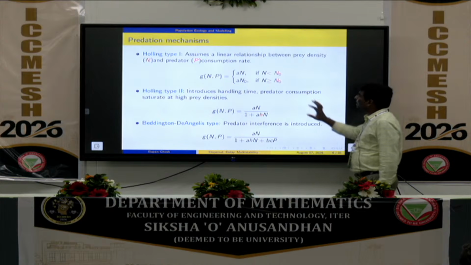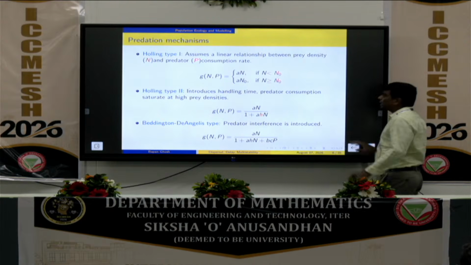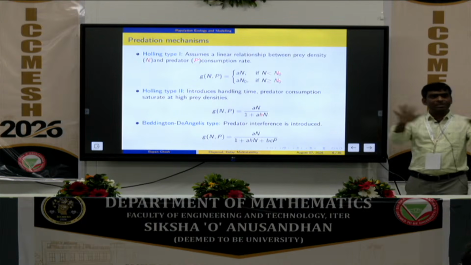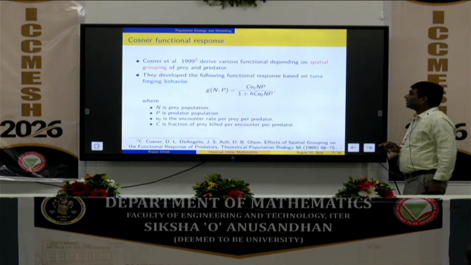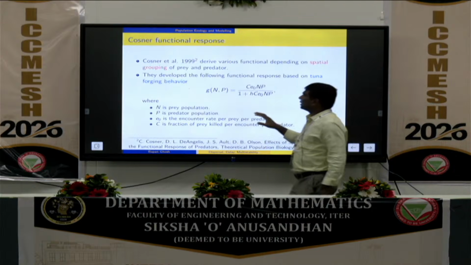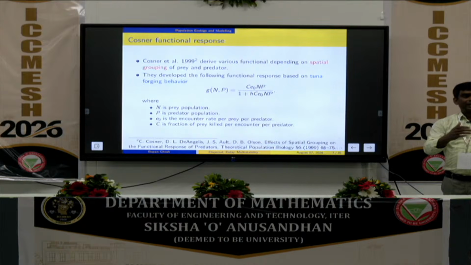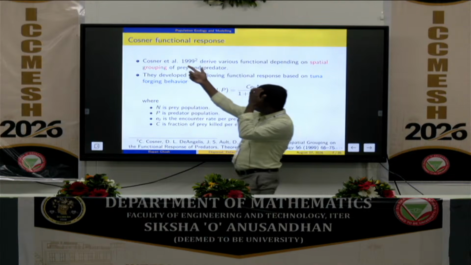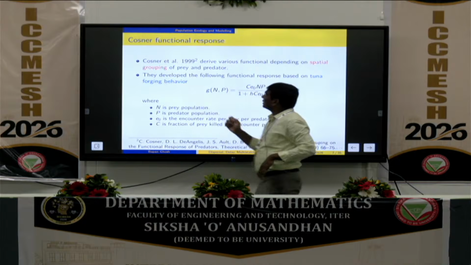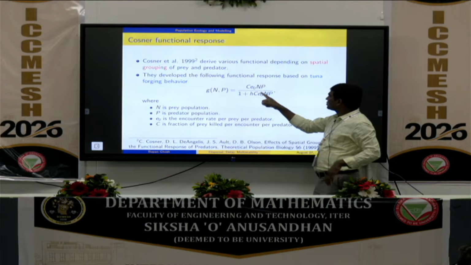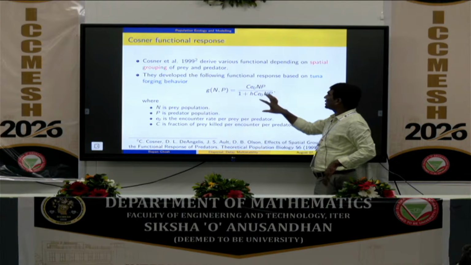So these are all the types of functional responses, and here we assume that the prey and predator are uniformly distributed throughout, so it is a homogeneous population. Then you can have another type of population where certain prey species are in a group to defend against the predator, and this was introduced by Kozner in 1999. This is also a functional response where the prey and predator both are involved, so N and P.